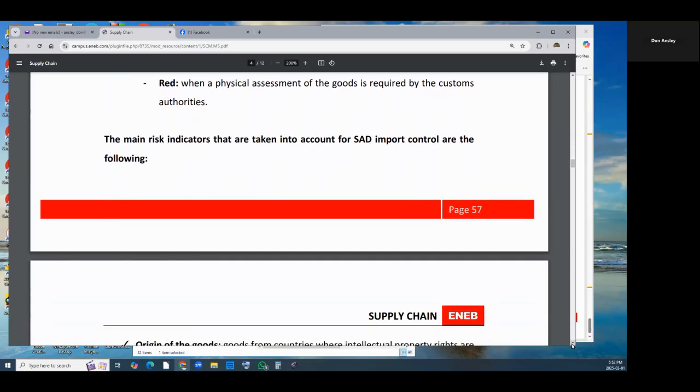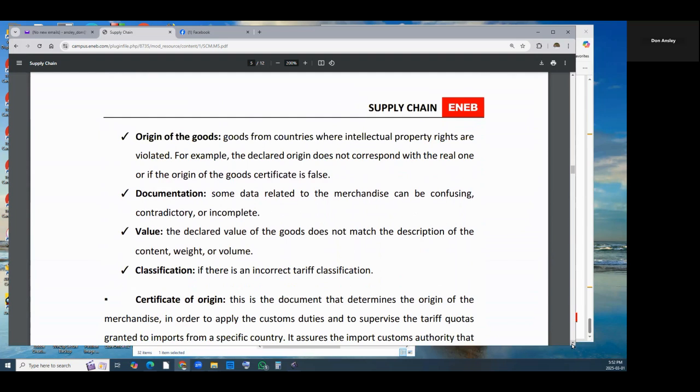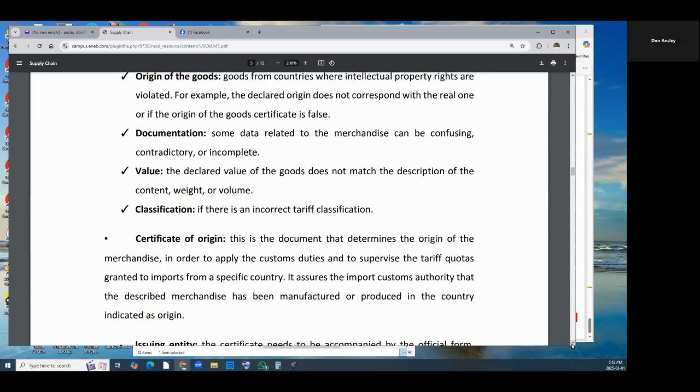And the main risk indicators that are taken into account for SAD import control are as follows: the origin of the goods, documentation, the value, the classification. The origin of goods from companies where intellectual property rights are violated. For example, the declared origin does not correspond with the real one, or the origin of the goods certificate is false. Documentation, some data related to the merchandise can be confusing, contradictory, or incomplete. The value, the declared value of the goods does not match the description of the content, weight, or volume. And classification, if there was an incorrect tariff classification.